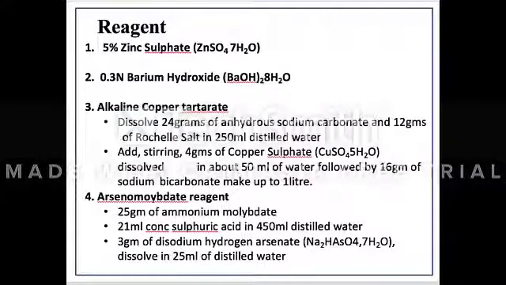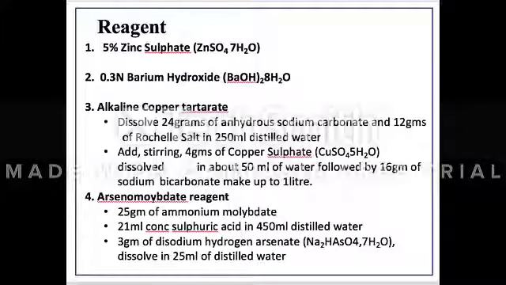The reagents which we'll be using are 5% zinc sulfate, next is 0.3 normal barium hydroxide, next is alkaline copper tartrate, which is prepared by dissolving 24 grams of anhydrous sodium carbonate and 12 grams of Rochelle salt in 250 milliliter of distilled water. And after that, we add by stirring 4 grams of copper sulfate, which is dissolved in about 50 ml of water, followed by 16 grams of sodium bicarbonate, and we make it up to 1 liter.